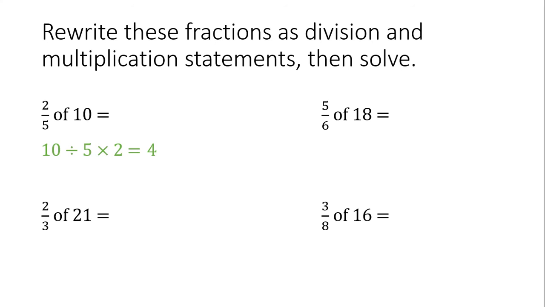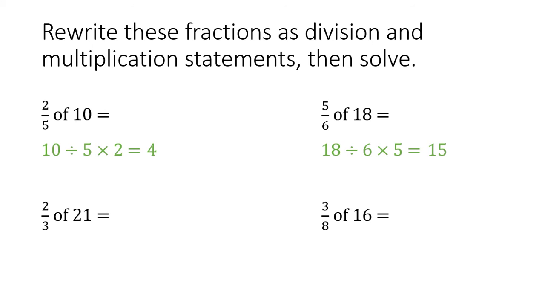Let's look in the top right-hand corner here. 5/6 of 18. So 18 divided by the denominator of 6, multiplied by the numerator of 5. Well, 18 divided by 6 is 3, and then multiply that by 5. 3 times 5 is 15. So the answer is 15. 5/6 of 18 is 15.